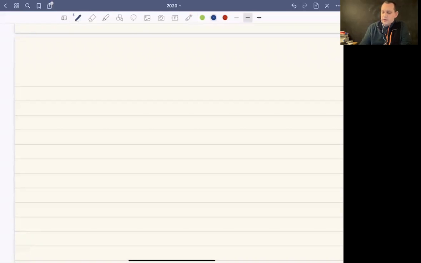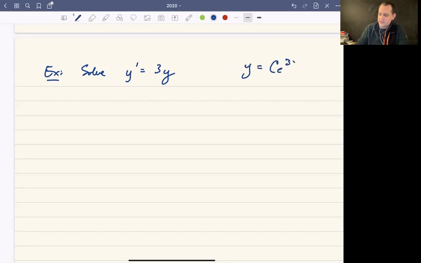So now let's do our first example. Let's solve the differential equation y prime equals 3y. Now, I want to tell you that the power series method is terrible for solving this problem. This problem is ridiculously easy. The answer is y equals c e to the 3x, right?